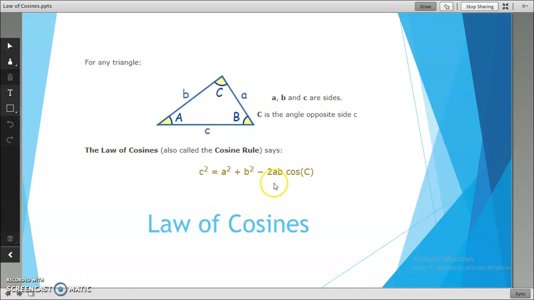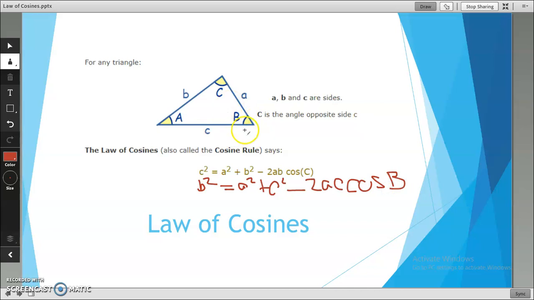So let's do some examples. This is the formula, by the way. Again, in some books or notes you will see it written differently, where they do it in terms of each angle. If I want to find side b instead, I would say b squared is equal to a squared plus c squared minus 2ac cosine B. It's the exact same formula, just in reference to b. If I want side a, it would be a squared equals b squared plus c squared minus 2bc cosine A. So we're just talking about the side that we're looking for.